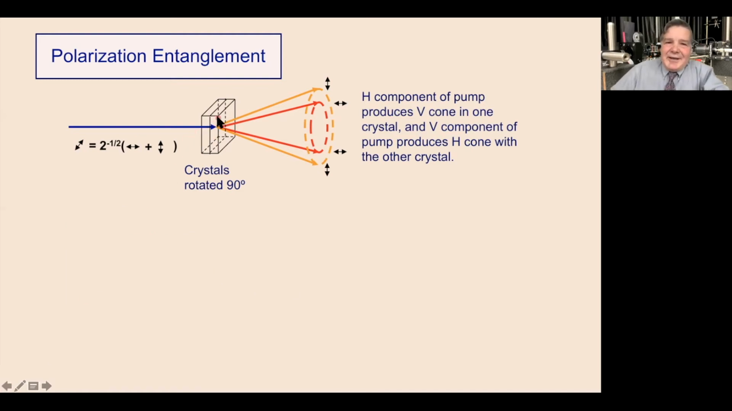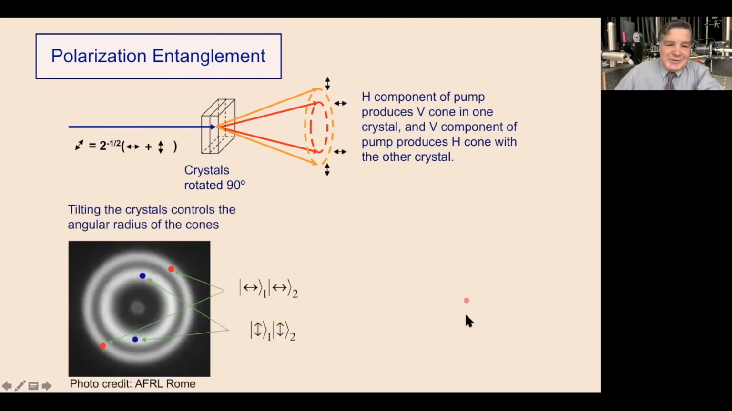Then in one crystal, the horizontal component produces vertical photon pairs, and in the other crystal, the vertical component produces horizontal components. So we have really two rings. That's what you see there.